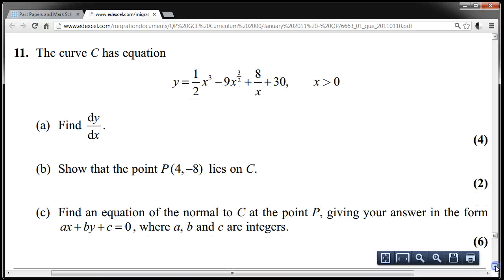Here's the last question then. Question 11. The curve C has this equation, it's a cubic. Differentiate to get dy/dx. Input these values into here to show that P lies on C. Then the normal to C at the point P. So we can work out the tangent from dy/dx. The normal will be, when you times it by the tangent gradient, you get a product of -1. So we can get the normal gradient, and then we rearrange it in this form here. So again, that's fairly good.